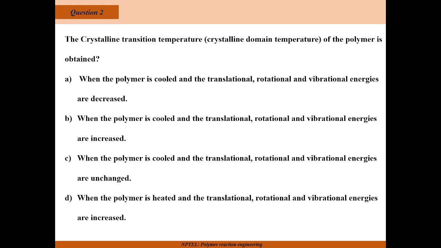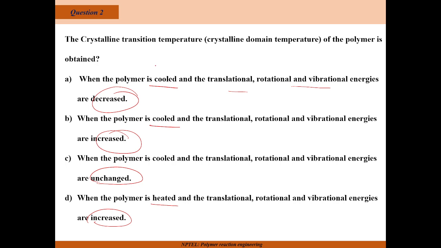The crystalline transition temperature of a polymer is obtained when the polymer is cooled and the translational, rotational, and vibrational energies are decreased. This is the first option. The second one is that the polymer is cooled and the energies are increased. The third is when the polymer is cooled and the transition energies remain unchanged. And the last one is when the polymer is heated and the energy is increased.